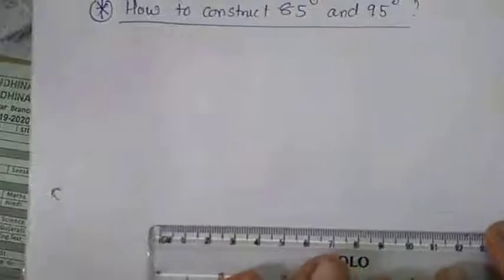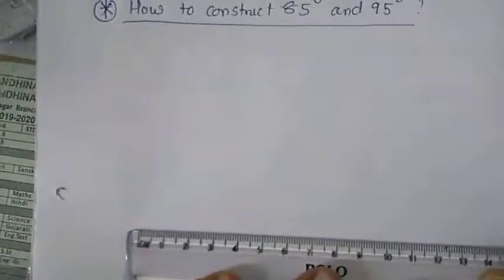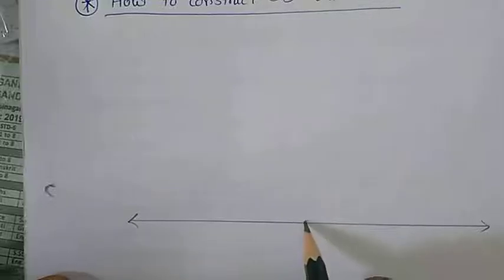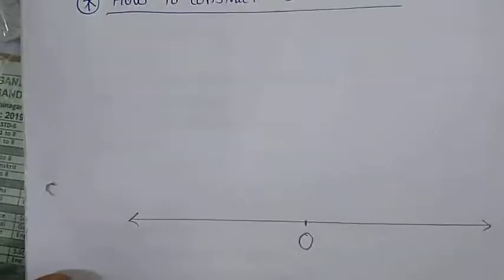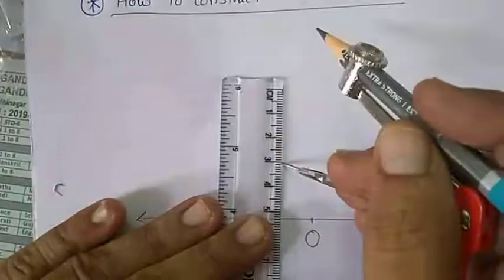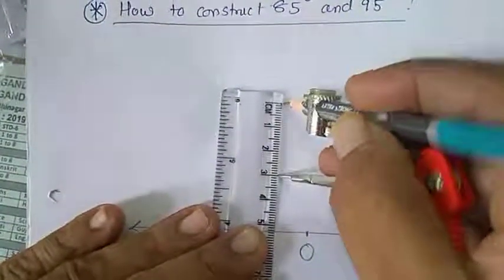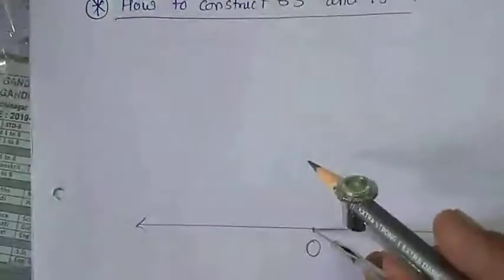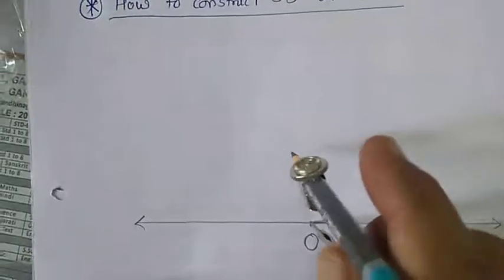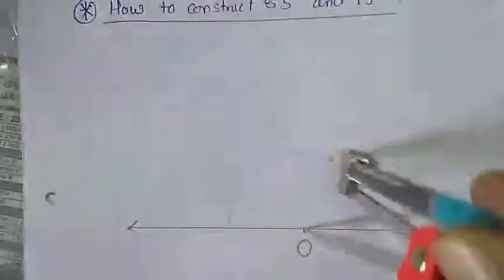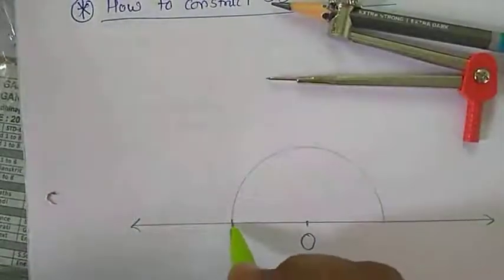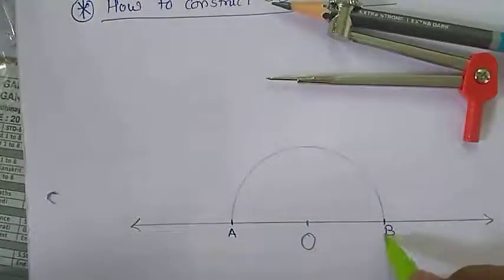First of all, you can take a ruler and draw a straight line. Now on this line we can assume a center point O, and with a radius, generally we take 3 centimeter. If you want to take 2 or whatever you want, you can take it, but I generally take 3. So draw a semicircle. Name this point as A and this one as B.